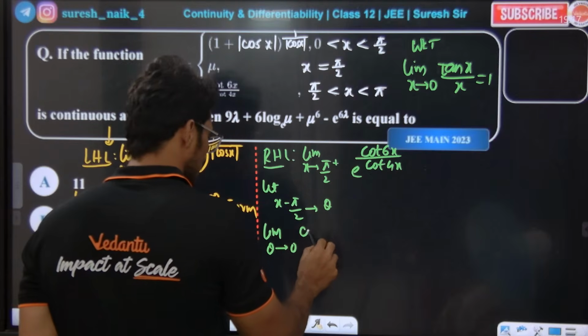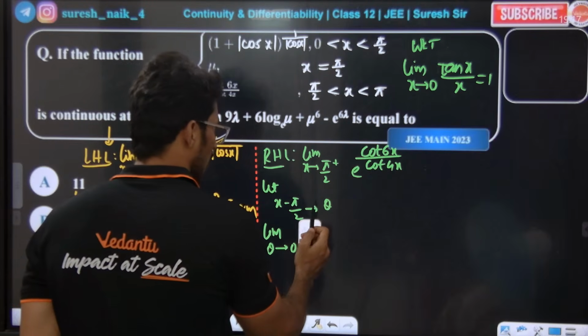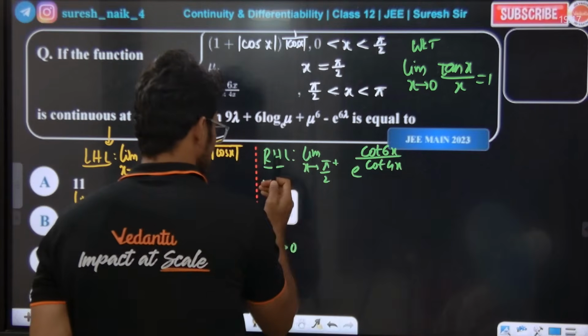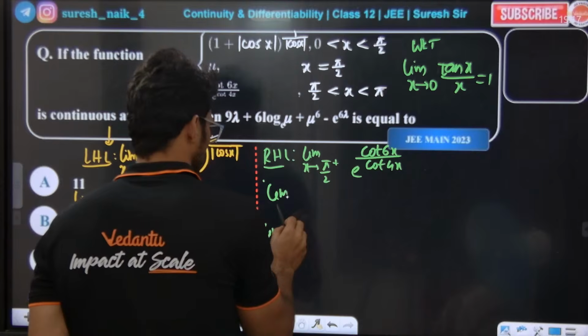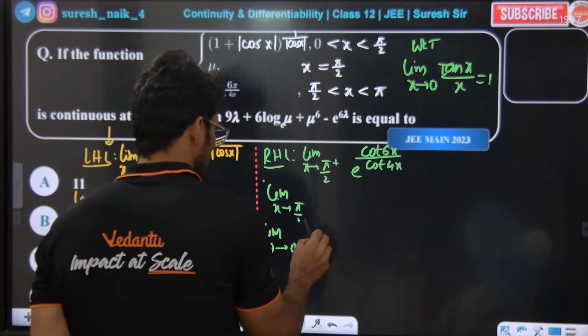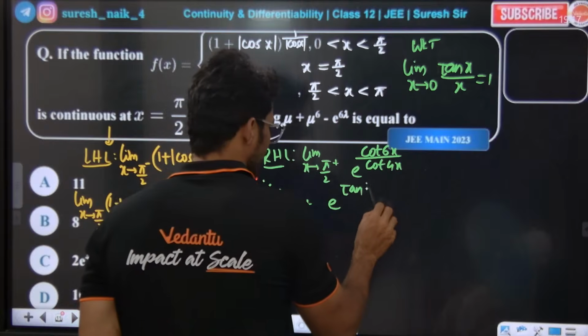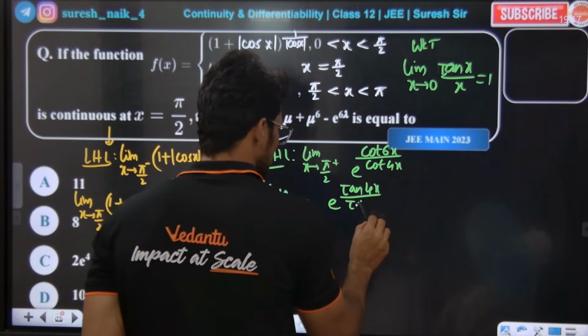Sir, now x minus pi by 2 is equal to theta, which means cot. So basically we'll write this as tan. Wait, we don't need it in terms of cot. First we'll convert into cot. So e power of tan 4x by tan 6x.